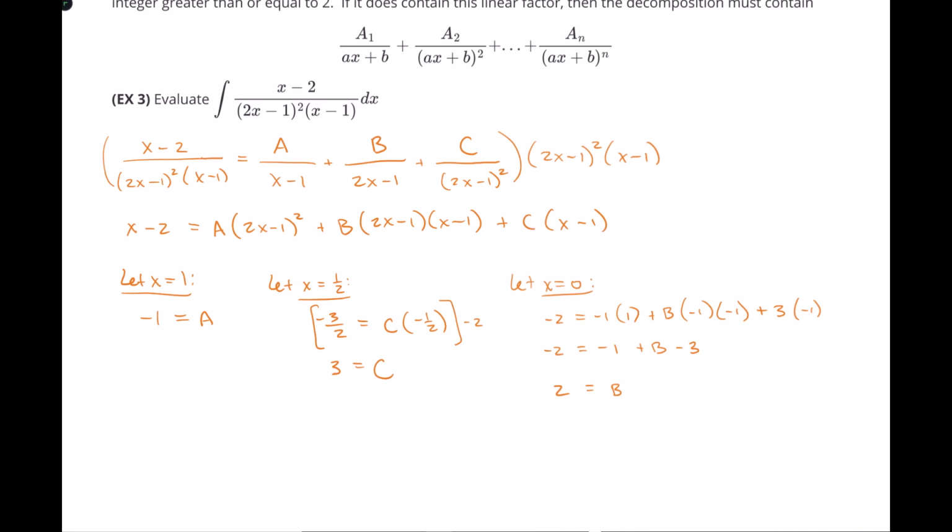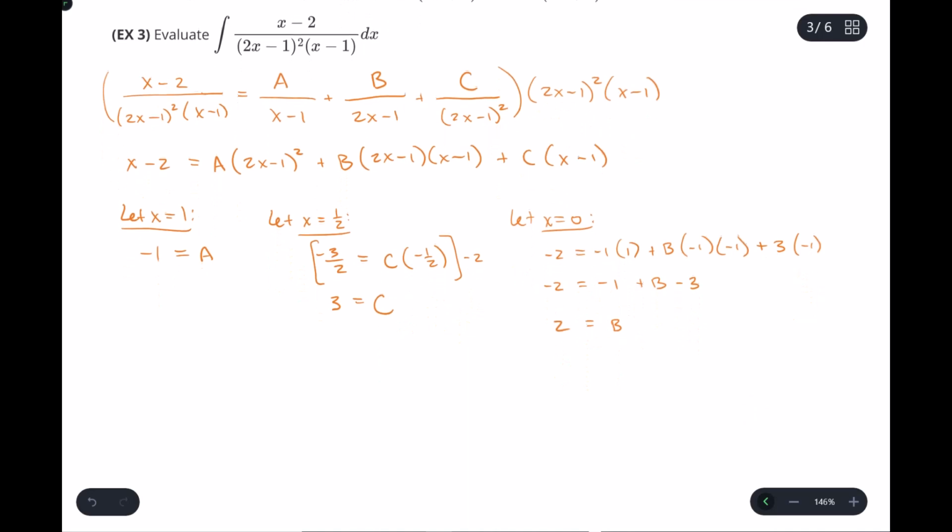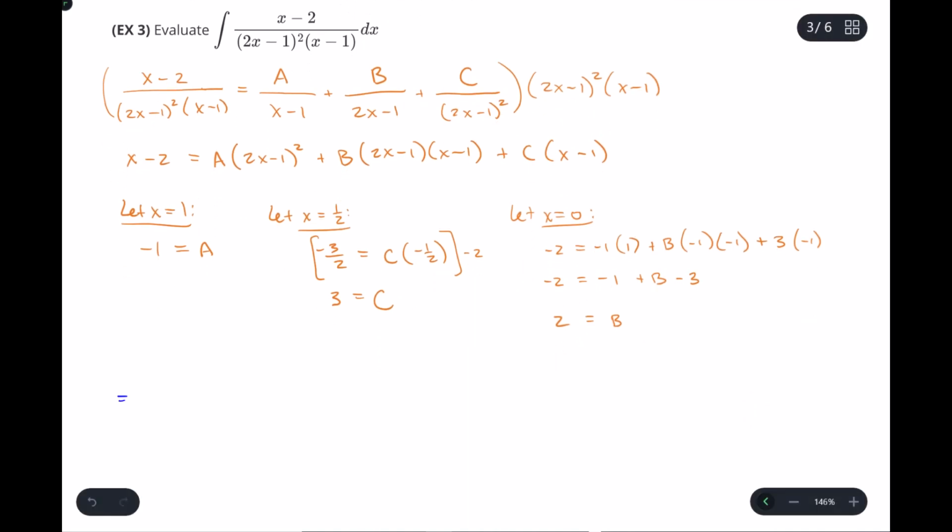All right, let's see what we have so far. So I now have written this integral in this form right here. So a is -1, so it's going to be -1 over x minus 1 plus b, which is 2 over 2x minus 1, plus c over 2x minus 1 quantity squared dx.